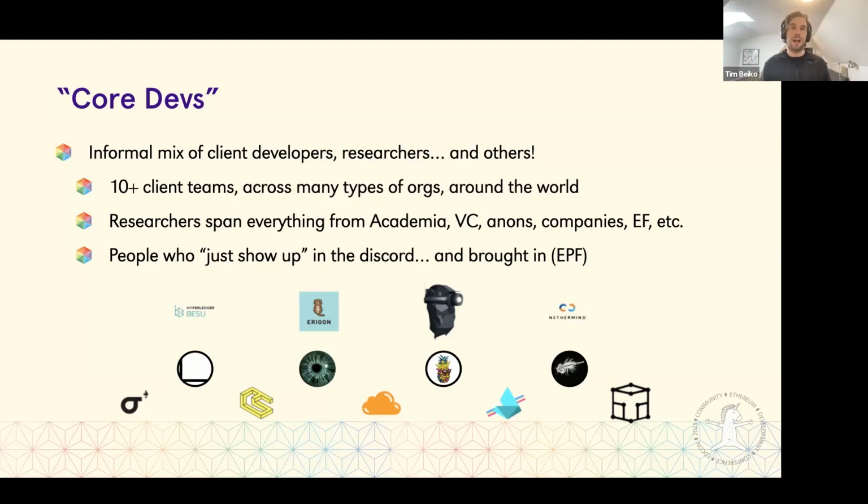We have a bunch of researchers, again, from academia, from VC funds, some anons, some that work from a company. The EF obviously has some as well, and so on. And there's a last kind of group of just random people who end up showing up on our Discord or somewhere else. And we've tried more recently to force this process a bit more and bring cohorts of new people every now and then through something called the Ethereum Protocol Fellowship. But there's really just an open development culture, which allows people to come in and make contributions.